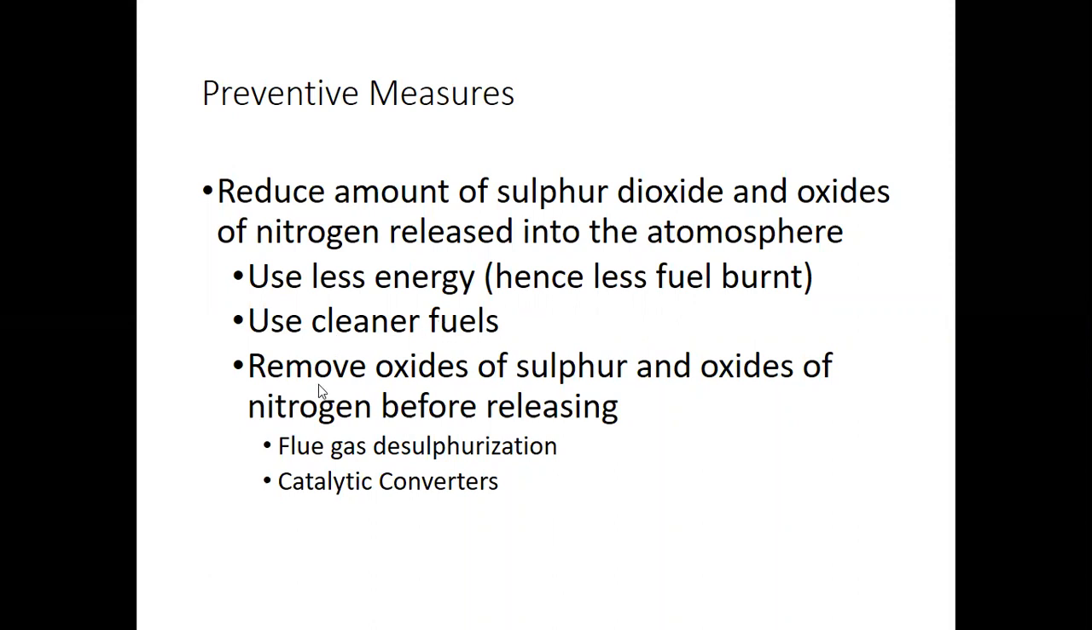Then the third option, actually this is not a preventive method, this is a controlling method. So we can remove oxides of sulfur and oxides of nitrogen before releasing. This is a controlling method. Remember, this is not a preventive method. Okay, so remove oxides of sulfur and nitrogen oxides before releasing by using catalytic converters or flue gas desulfurization method.